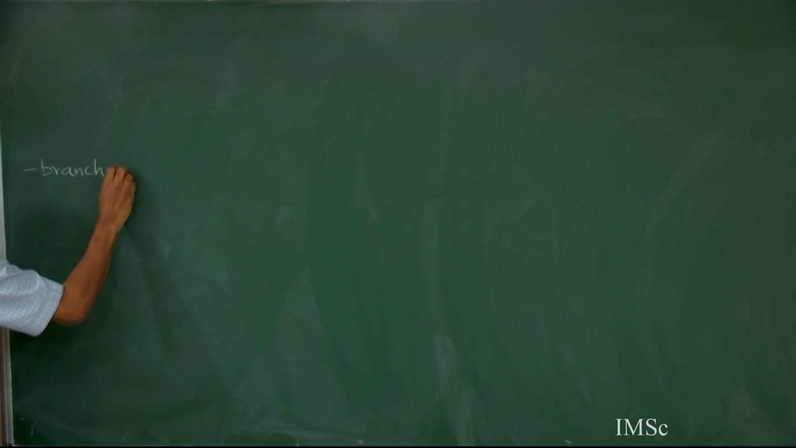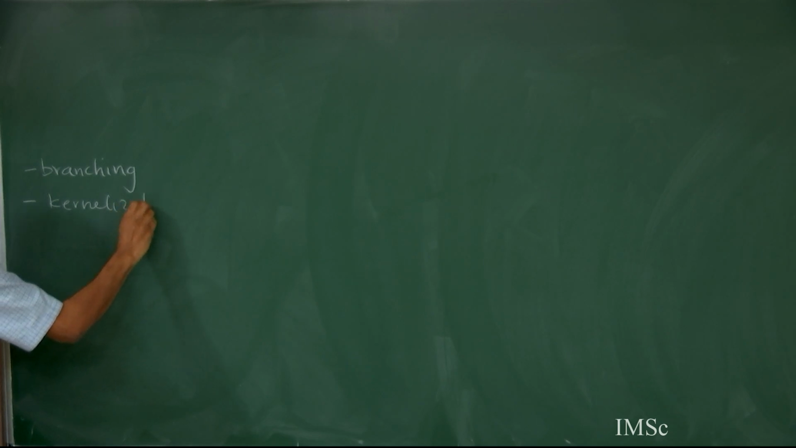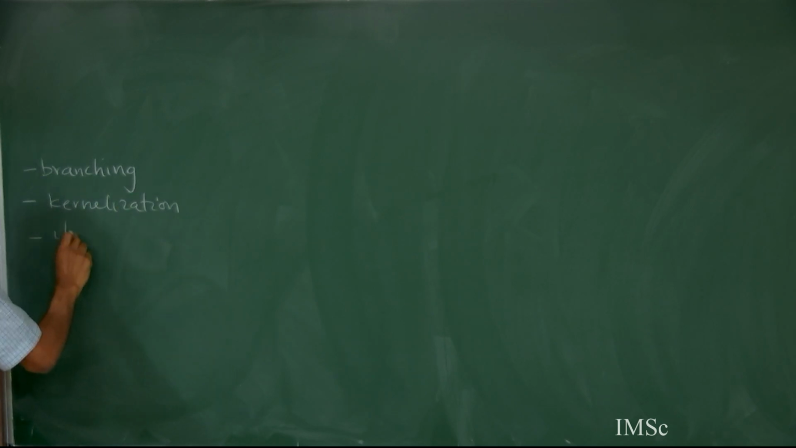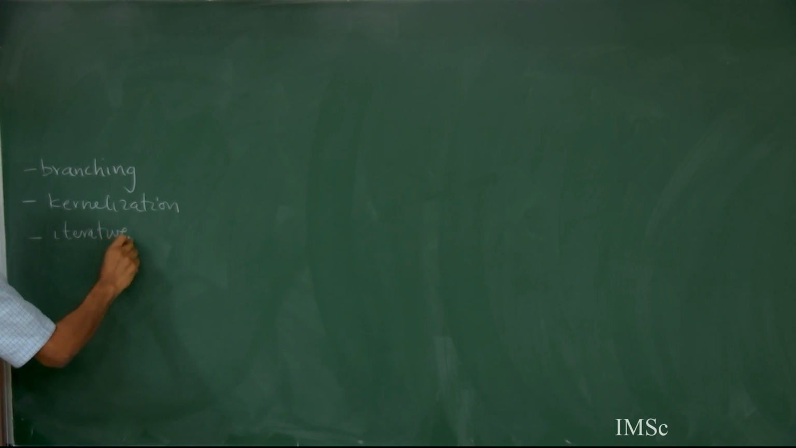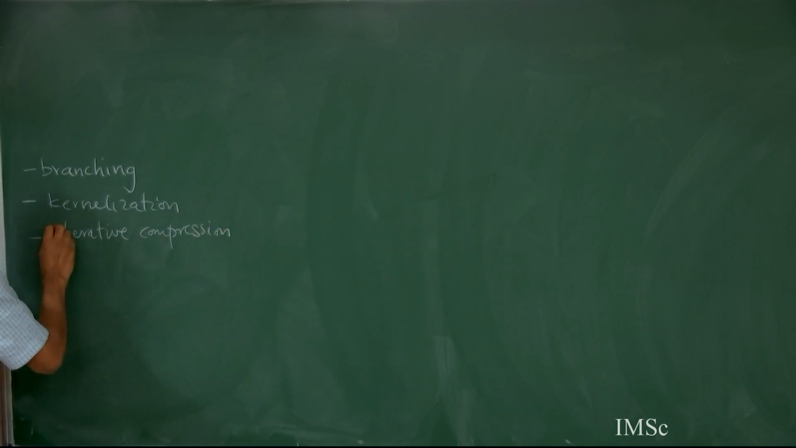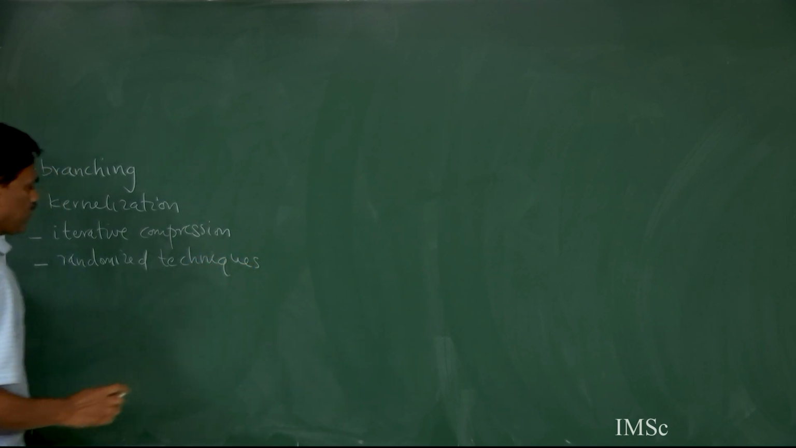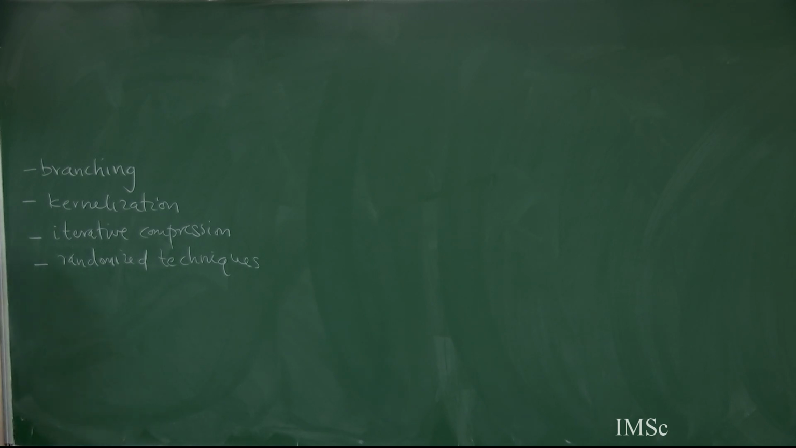problem fixed parameter tractable. So, things like branching, kernelization, iterative compression, and some randomized techniques. These are some basic toolkit. And then we saw tree width.